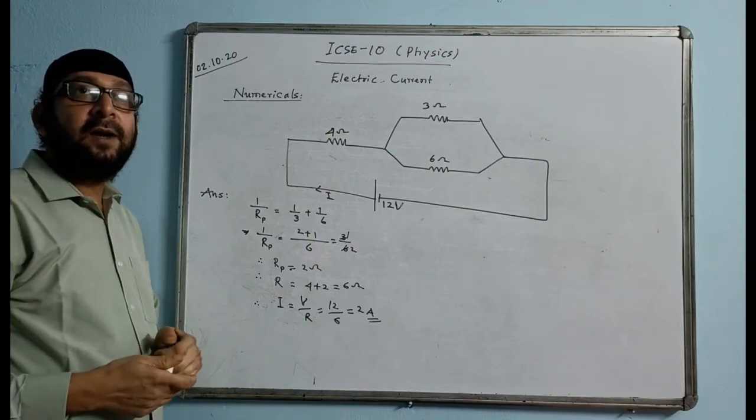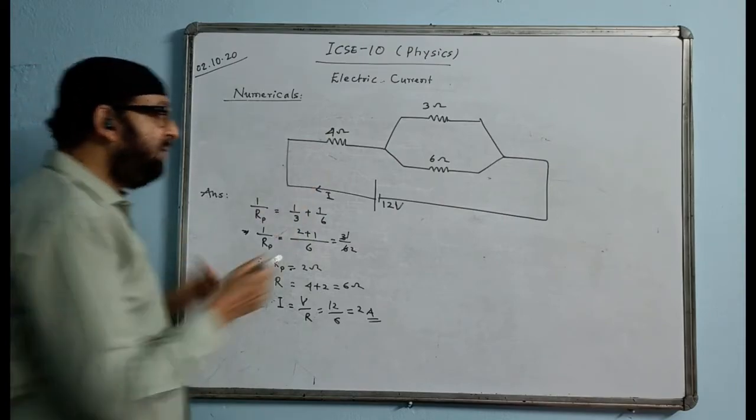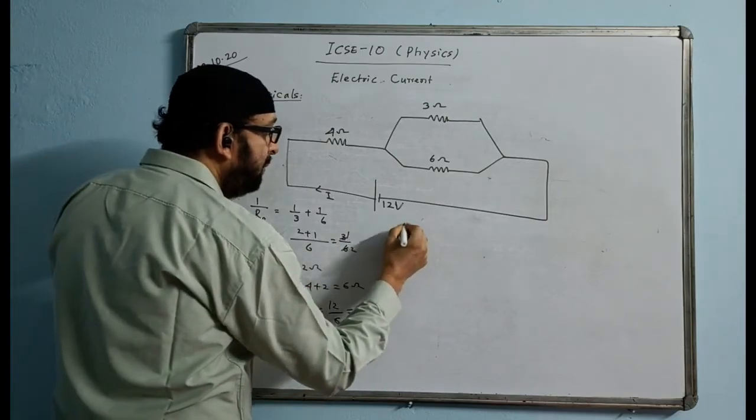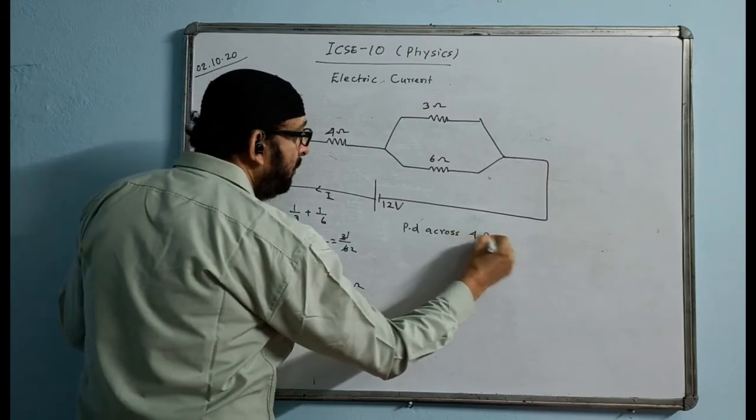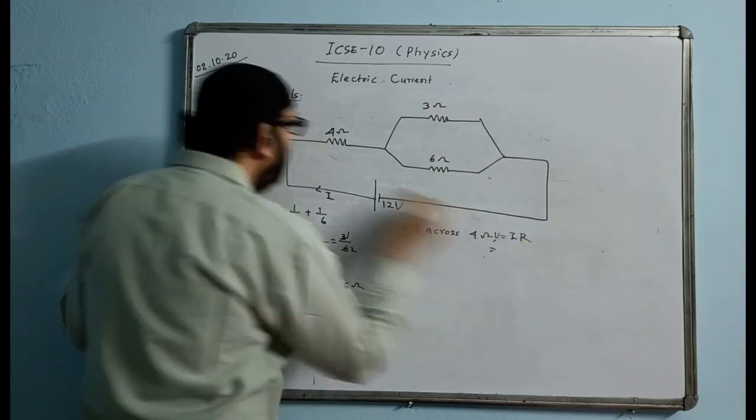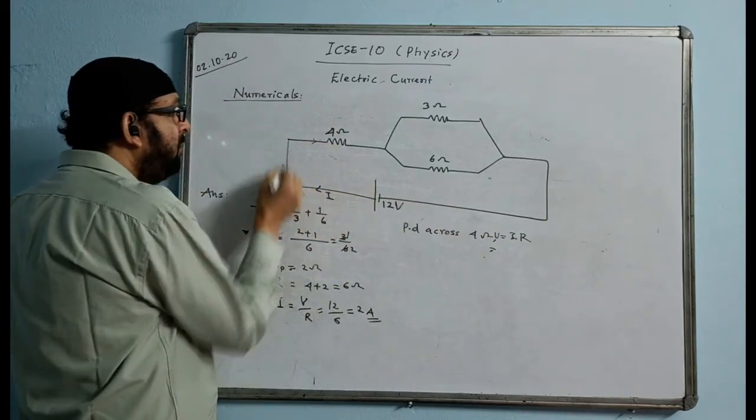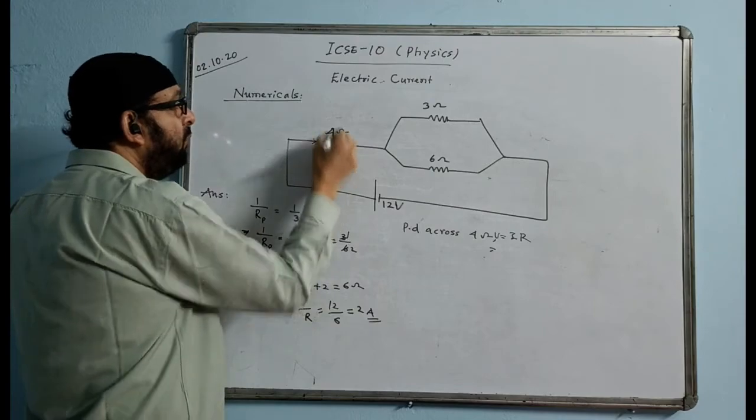By chance if they ask you to find the PD across 4 ohm, PD is voltage. If they ask then only we will do extra. PD across 4 ohm, PD is voltage, formula we have IR. What current is flowing through it? The same current I only will flow through it. I value is how much? 2 ampere. The 2 ampere only will flow through it.